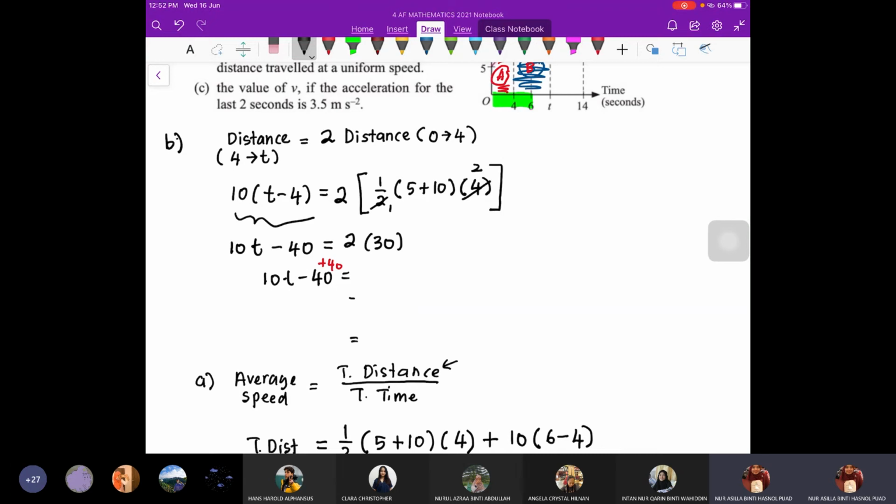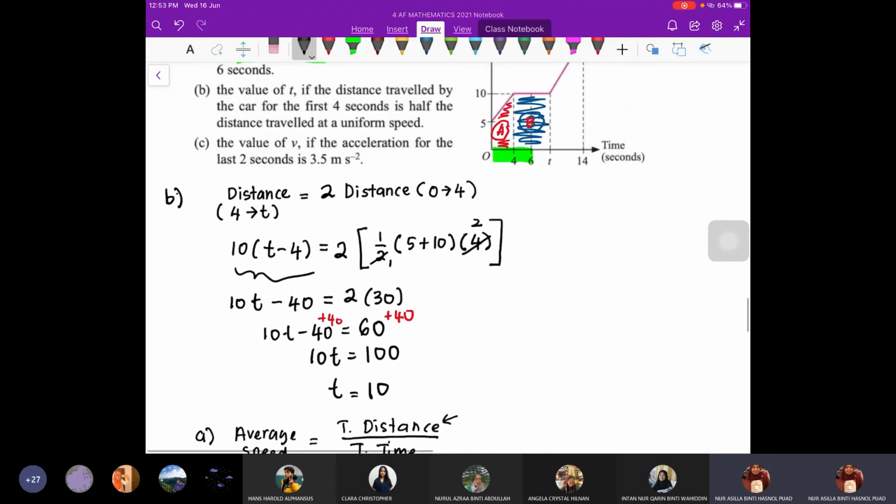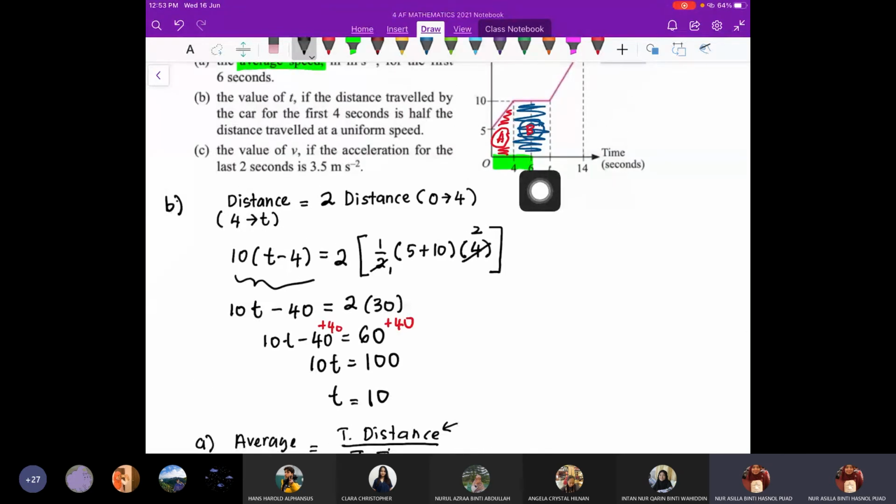Okay, 2 here. So 2 times 30 adalah 60. Okay, so plus 40 sama juga. So jadi 10T is equals to 100. So T is 10. Betul, baru masuk akal. More than 6.